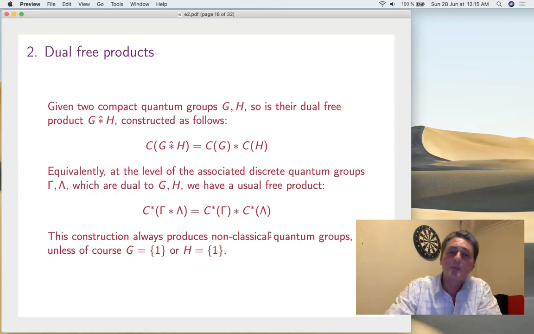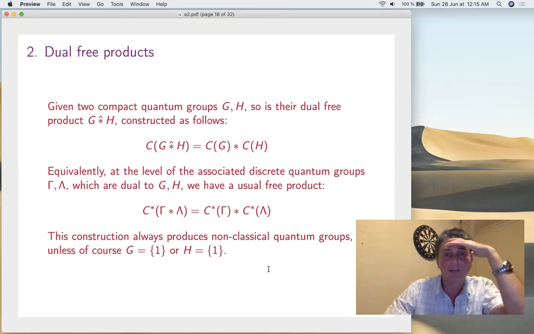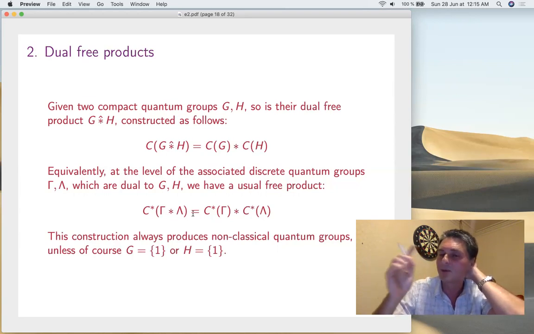Now, let's also have free products. So there's a bit of an issue here. Let's do it first at the dual level, actually. If you take a free product of group algebras, of course, you'll get the group algebra of the free product. So that's your free product notion for the discrete quantum groups, okay? Now, in the compact case, we'll get something a bit weird.